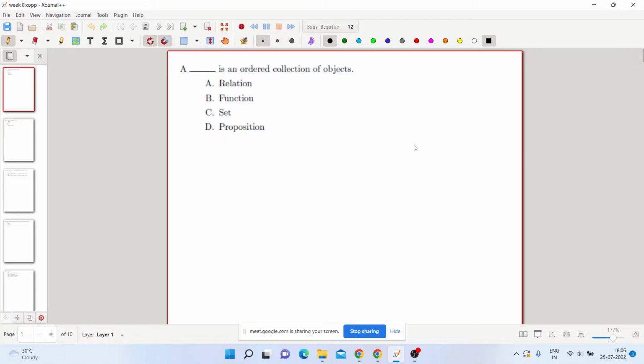So, the first question is, what is said to be an ordered collection of objects? So, we have four options here. One is relation, function, set, proposition. Let us see what actually all these terms mean. What is a relation? Relation. Let A and B be two sets.